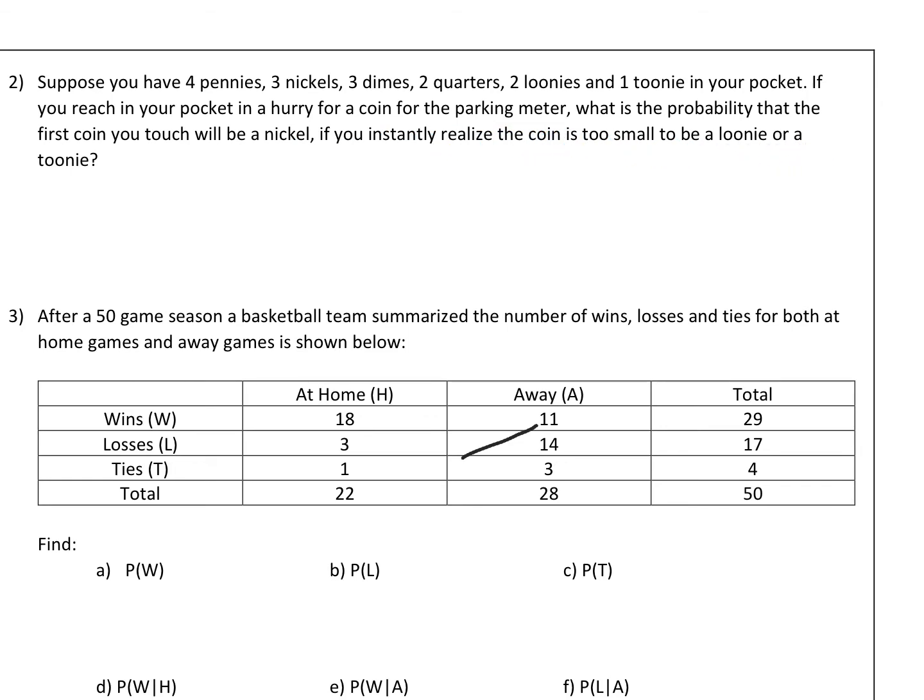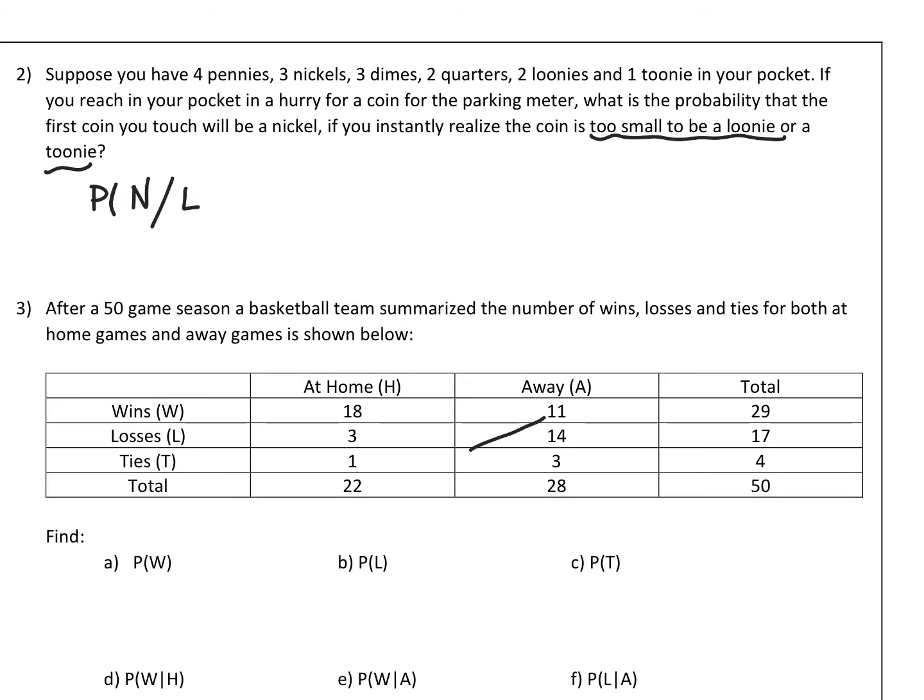Okay, so what we're doing is we're busting down our total. We don't have 15 to pick from because I'm telling you that it's too small to be a loonie or a toonie. So the notation there is, what is the probability that it's going to be a nickel given that it's not a loonie or a toonie.